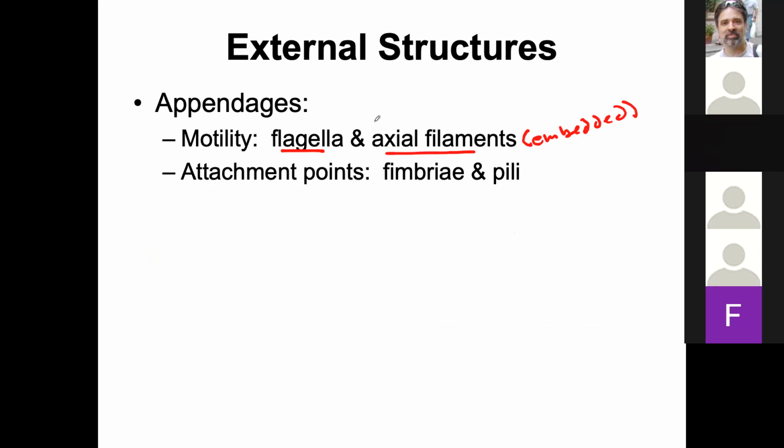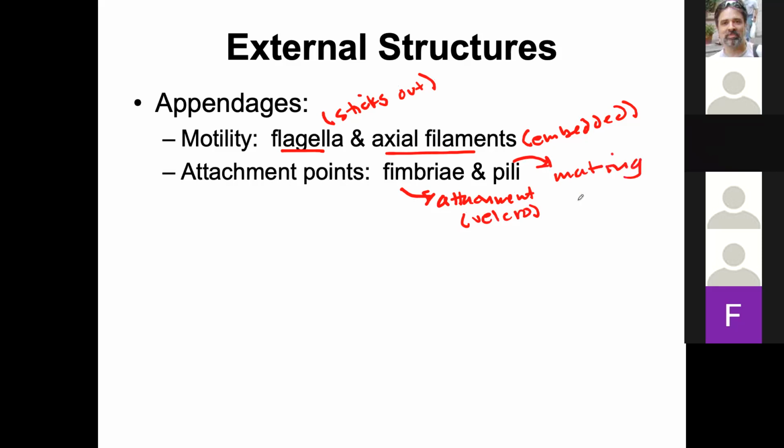Whereas a flagella sticks out. Fimbriae and pili. Fimbriae are for attachment. Think Velcro. And pili are for mating. You might say, what do you mean mating? Well, what we mean really is DNA transfer.